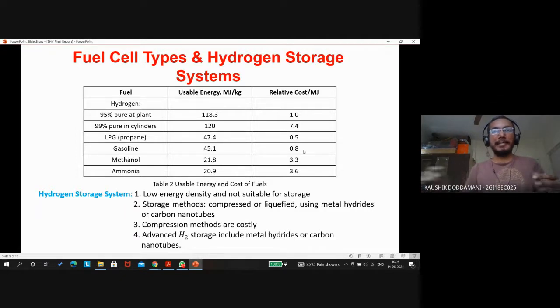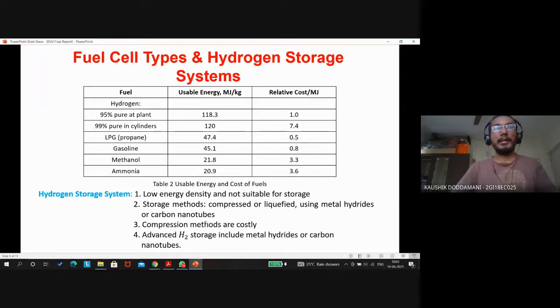But we can see that in terms of usable energy it has less advantage, but in terms of relative cost it has a higher advantage. So overall, we can say that one has a plus point in one parameter, and the other has a plus point in the other parameter.